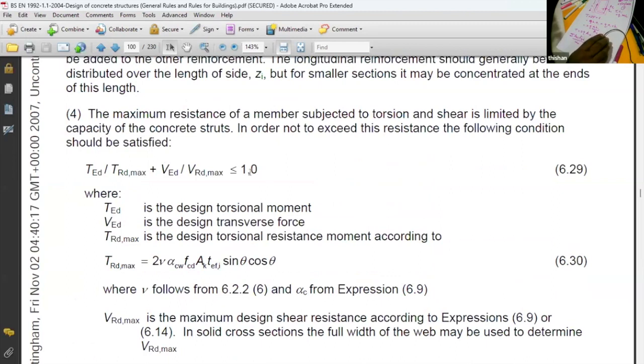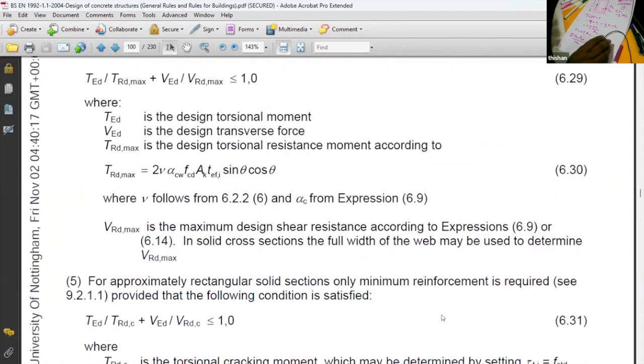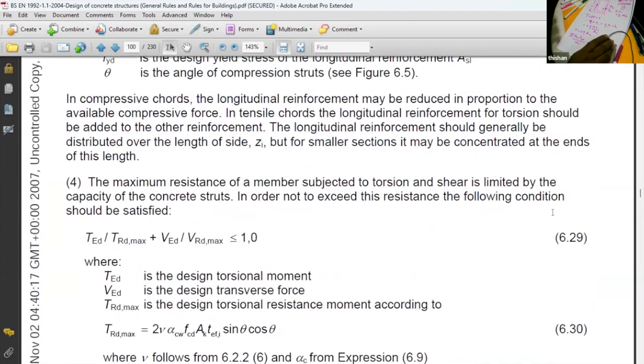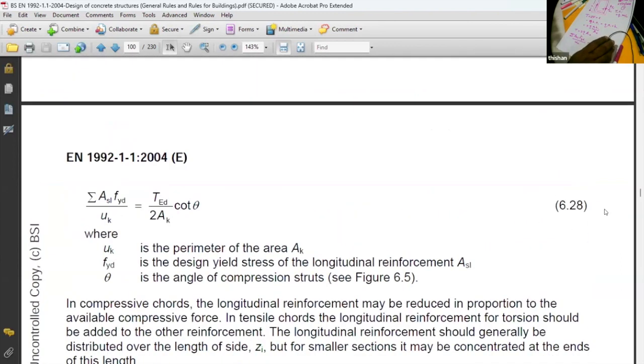So the equation that is used is 6.29. We generally don't do 6.31. 6.31 is a fundamental condition that is given. And so the two equations that we use are 6.29 and 6.30. And we'll be using 6.28 as well. So there are three equations that we can use. This equation is to find the longitudinal reinforcement.